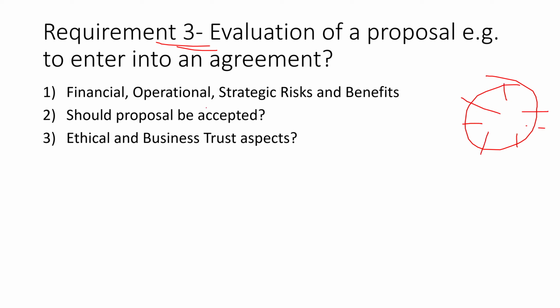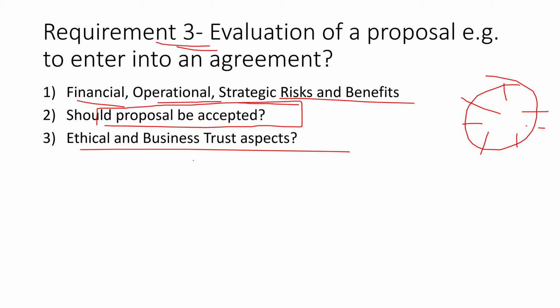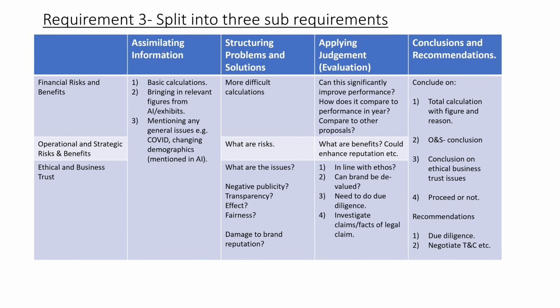Okay, so in this sub-requirement, we probably might have to understand financial, operational, strategic risks and benefits. Should the proposal be accepted? Any ethical and business trust aspects of the arrangement, okay? So there's going to be ethics in this exam. Now again, we need to split it into 3 sub-requirements. So we have maybe financial on one side. Operation and strategic normally go together, and then ethics and business trust go together.